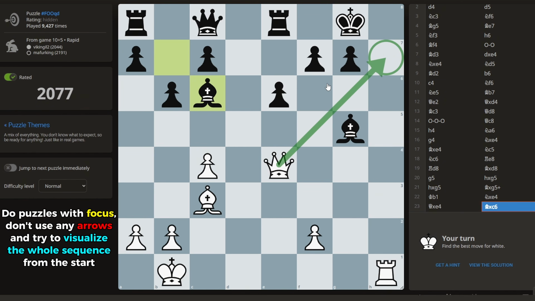Visualization and calculation are essentially, they're not the same thing. I don't want to say that they are exactly the same thing. However, they're very closely related. Chances are, if you are good at calculating, you're going to be good at visualizing as well.